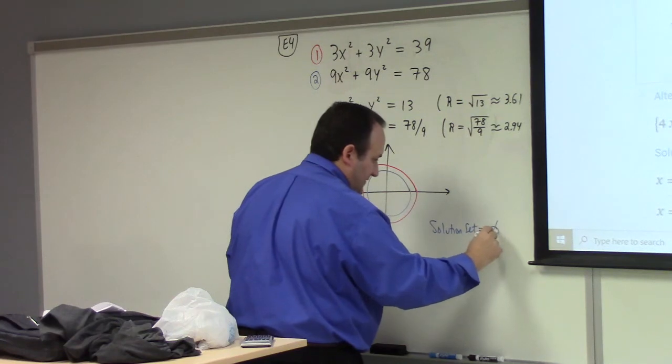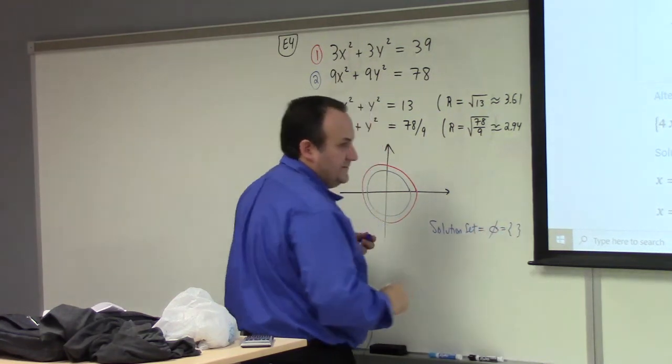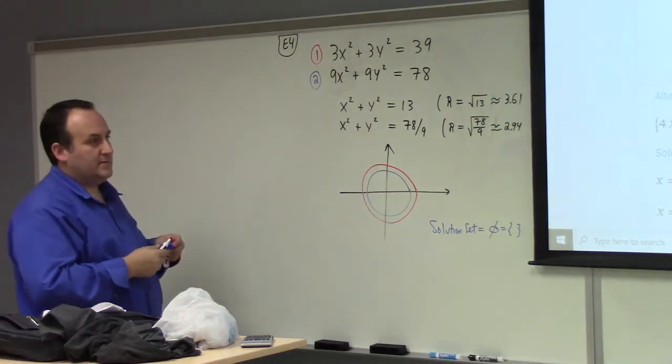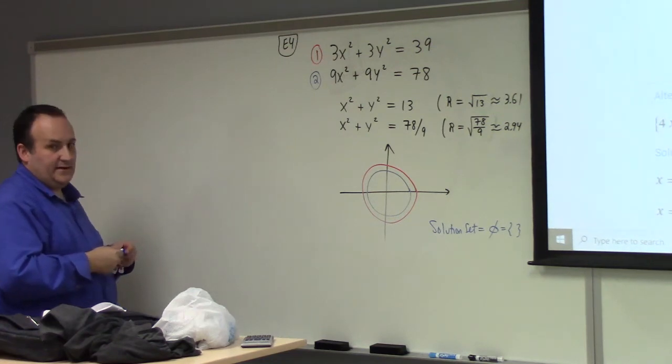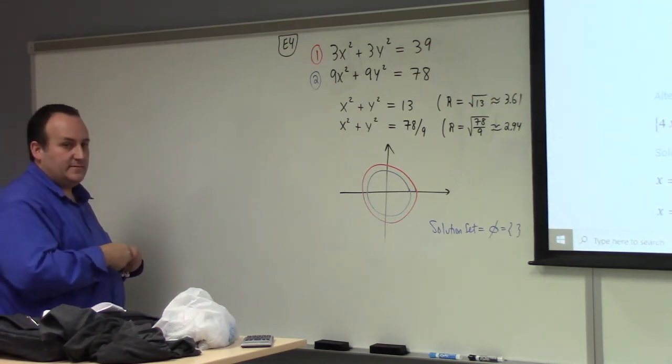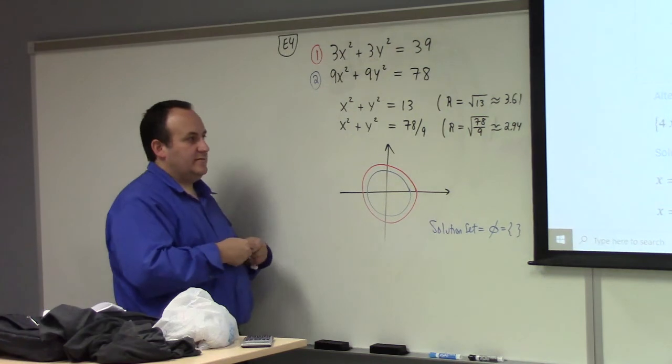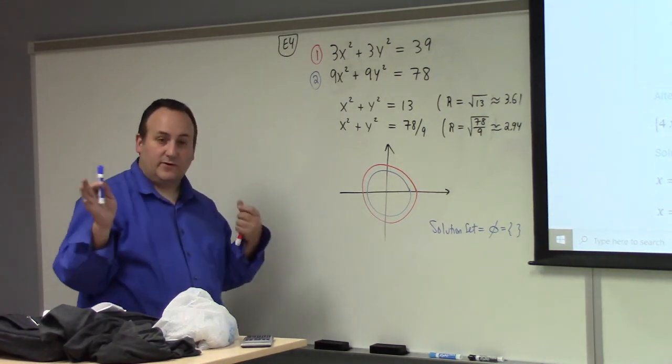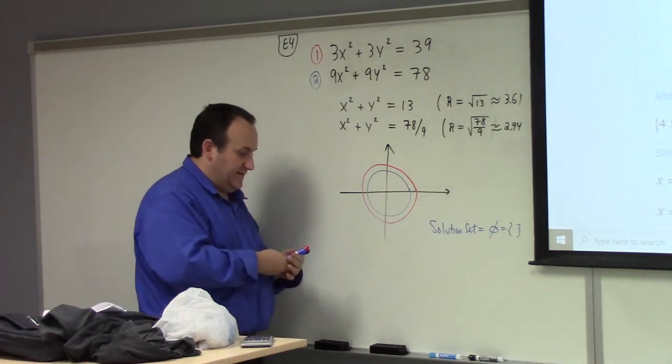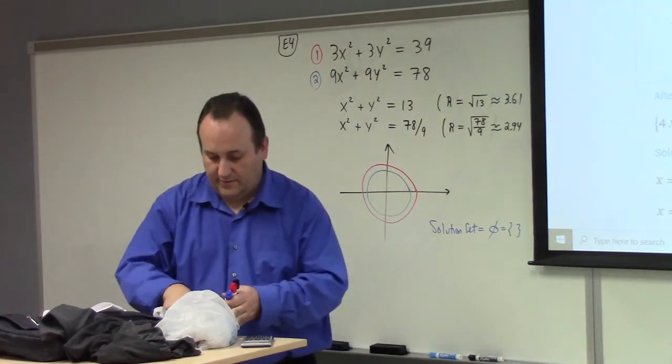It's the empty set. It's the set which contains nothing. Algebraically, how would we have found that? How about this? The algebra way to do this, if you don't want to graph it, if you want to understand it algebraically, it's really very simple.